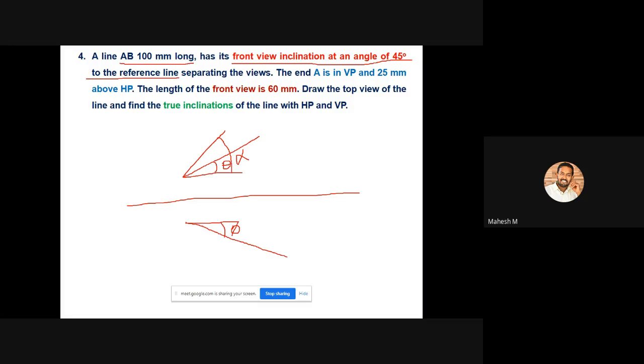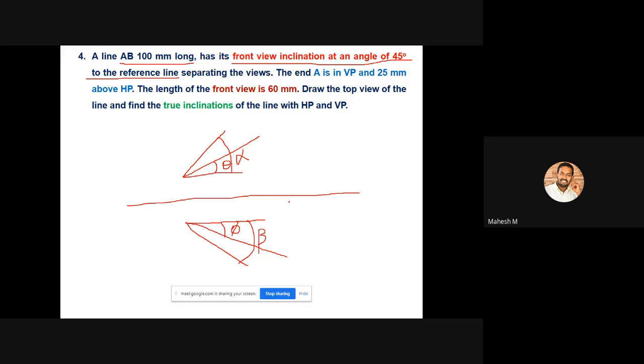So in your question, what have they said? Front view inclination at an angle of 45 degree to the reference line. Now tell me, roll number 40. Sir, alpha, sir. Alpha. Okay, same like that. We'll have one more angle. This one is the top view. So this top view angle will be called beta.